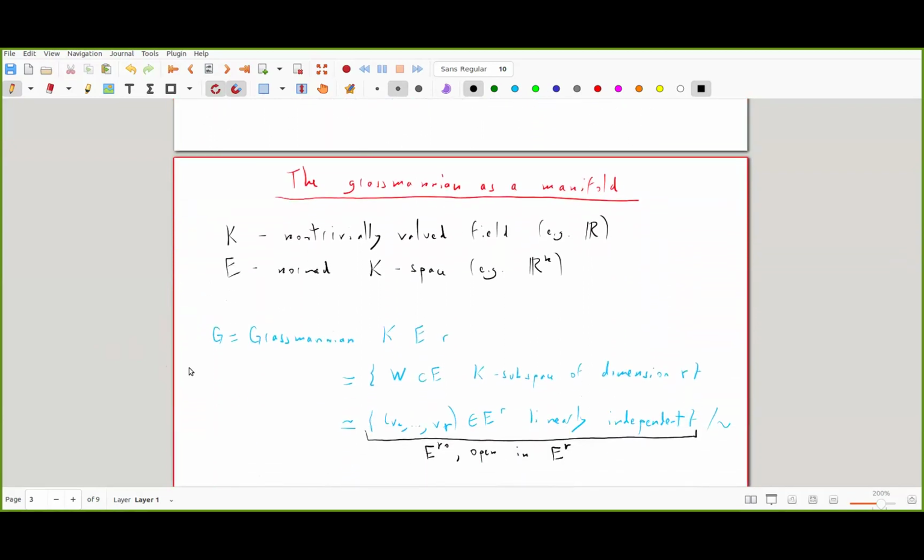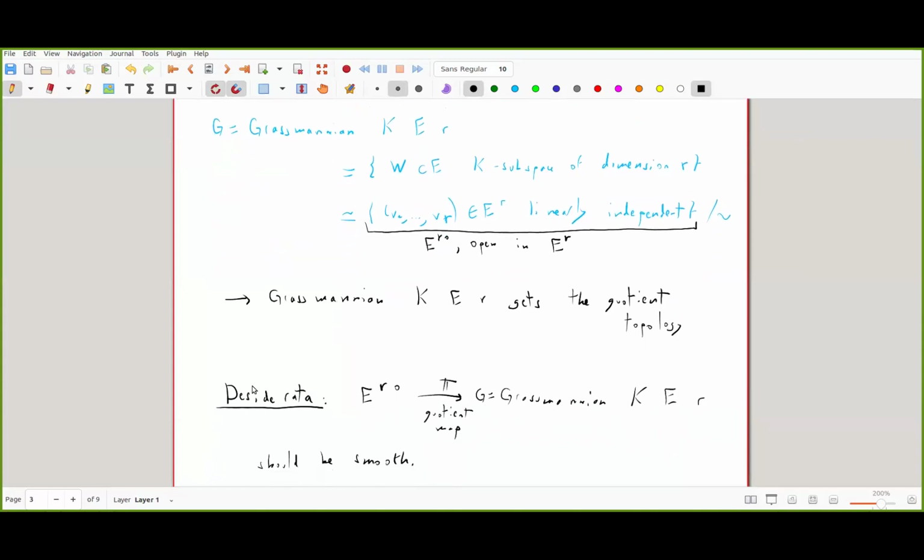And then, remember the Grassmannian, we have two points of view on it. We can say it's the r-dimensional subspaces of E, or we can say it's this quotient of families of r linearly independent vectors in E. And linear independence is an open condition, so this is an open subset of E^r. So already this thing that we quotient has a manifold structure because it's open in a vector space, and in particular, it has a topology. So the Grassmannian has a natural topology, which is just the quotient topology. And what we want is for this quotient map to be smooth, like otherwise, our definition of the manifold structure is stupid.